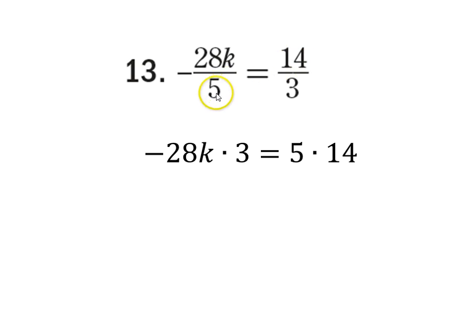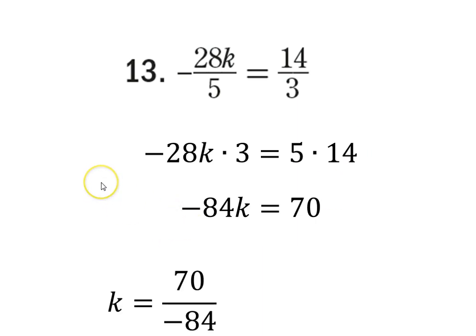This is cross multiplying because we're going across the equal sign. And this is true for any fractions that are equal. If you multiply the numerator times the opposing denominator and vice versa, you will get a true statement. So negative 28k times 3 is equal to 5 times 14. Now we're just going to solve this equation by simplifying. Negative 28k times 3 is negative 84k. The 70 comes from 5 times 14. So we have negative 84k equals 70.